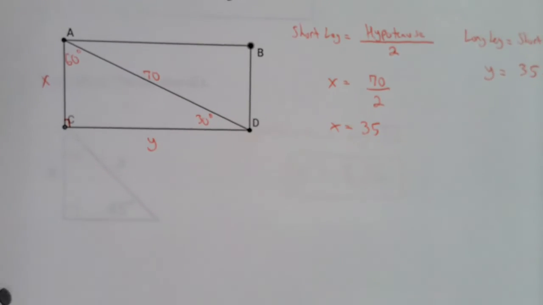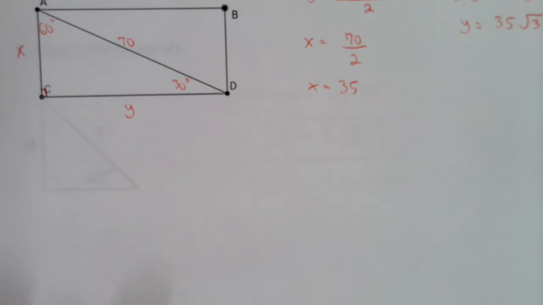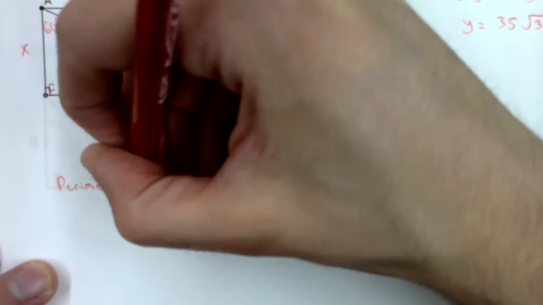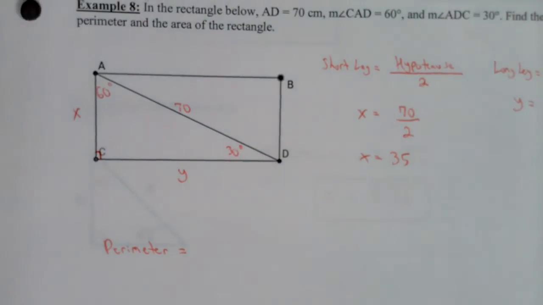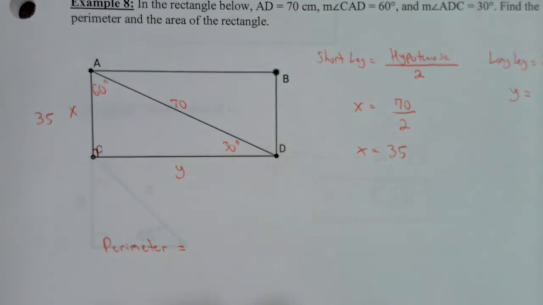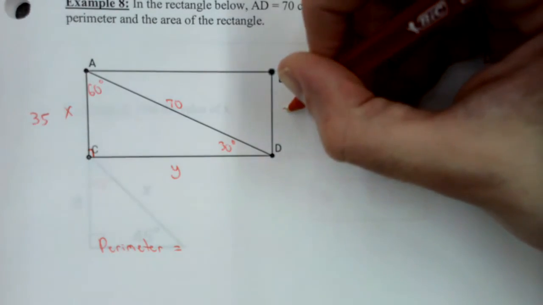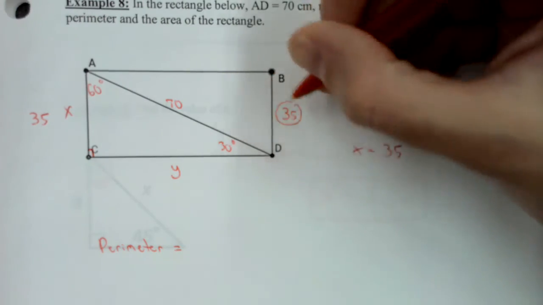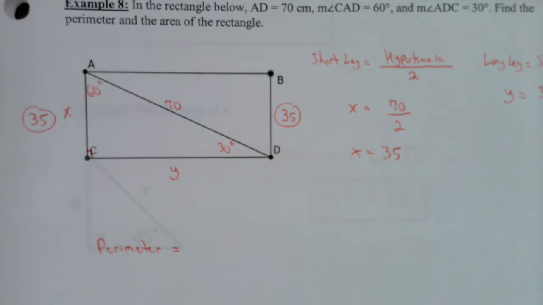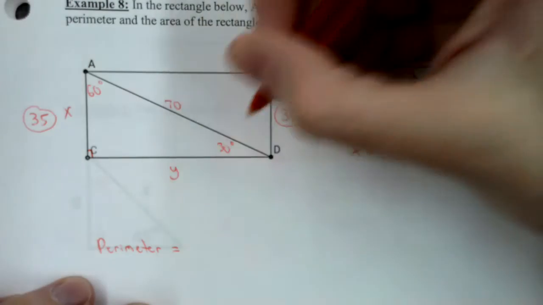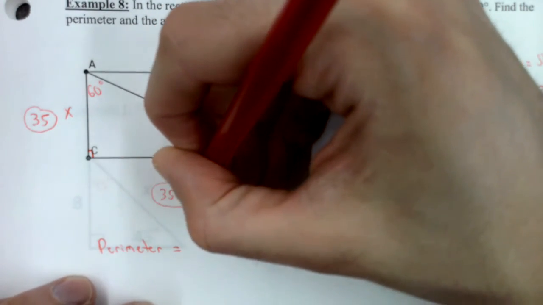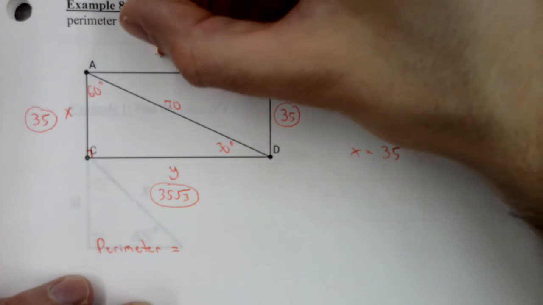Okay. Now we can get our perimeter and we can get our area. Let's start with the perimeter. The perimeter is when you add up all the sides of the rectangle. So you know if this is 35, we just got that. If that's 35, then this side is also 35. Because the opposite sides in the rectangle are the same. You know that Y is 35 square root of 3. We just got that. So it means that the top is also 35 square root of 3.